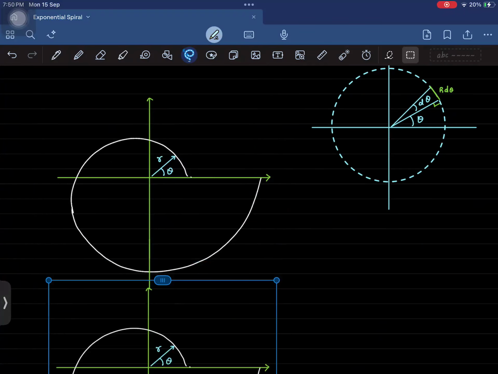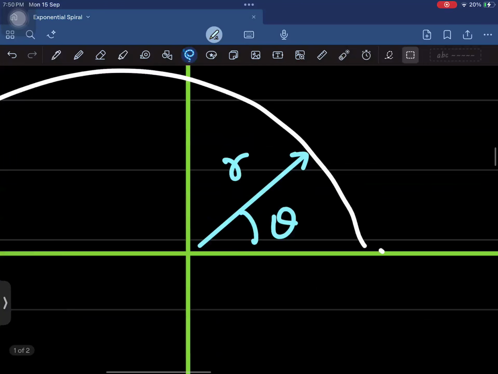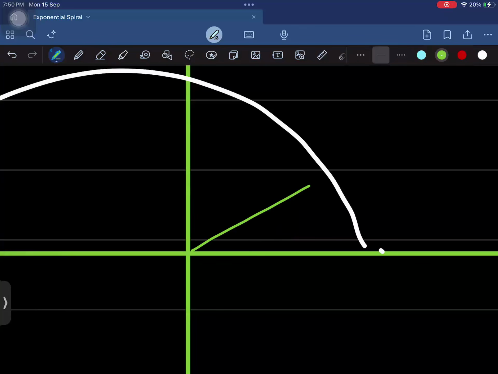Let me copy this diagram again. If we zoom in here and let's say at an angle theta we take an element d theta, this d theta. So here in this element which I'm marking with the blue, this element will not be perpendicular to this.